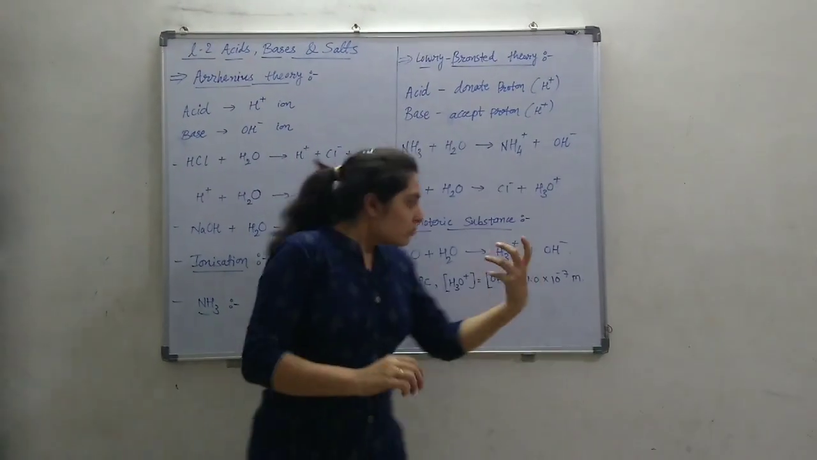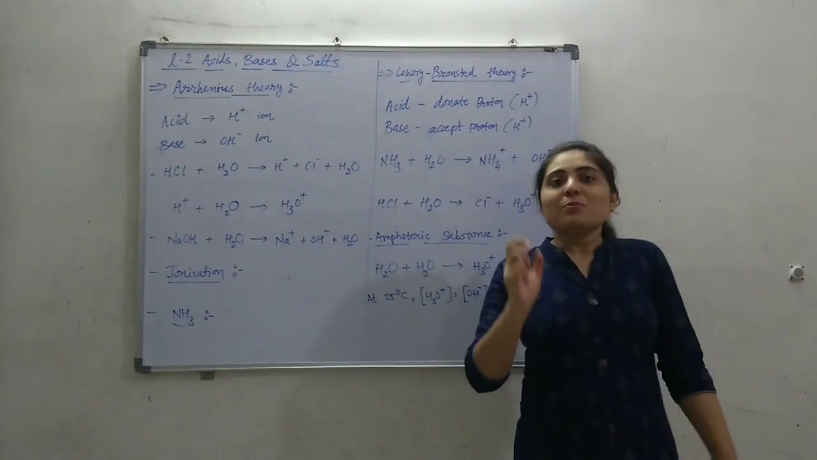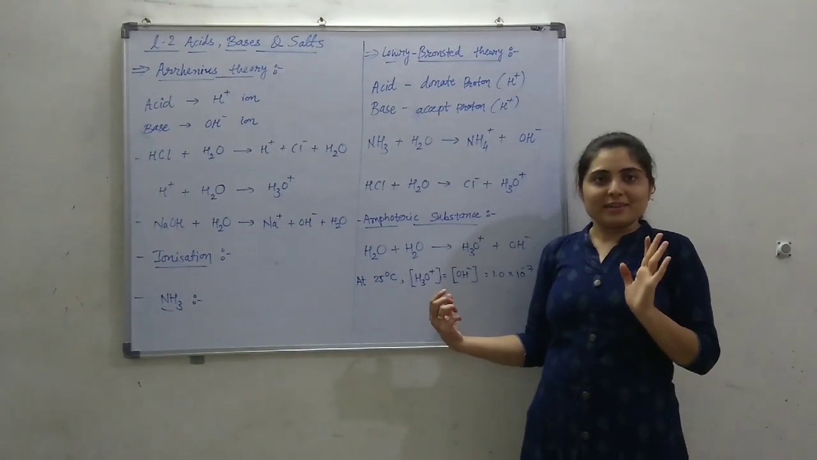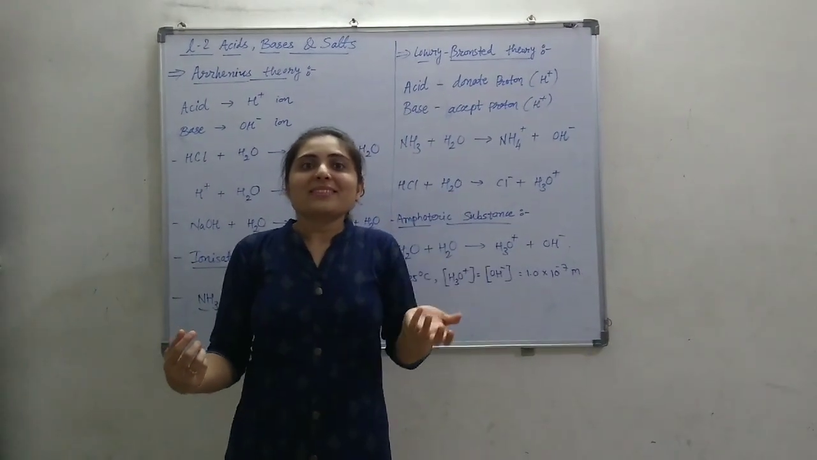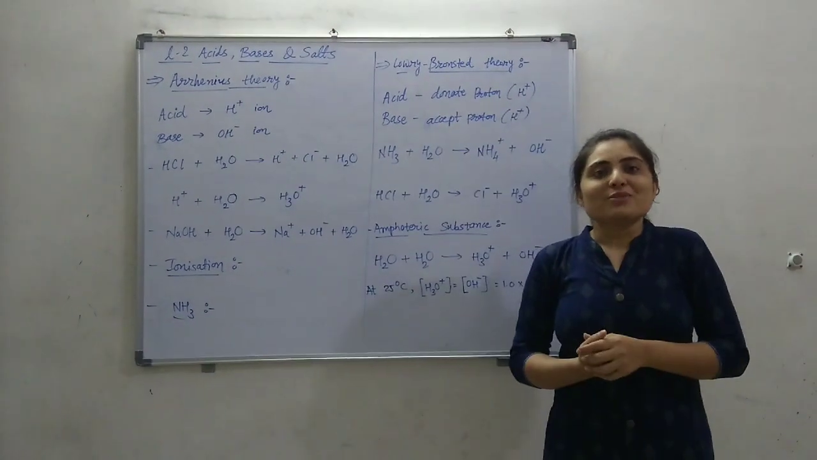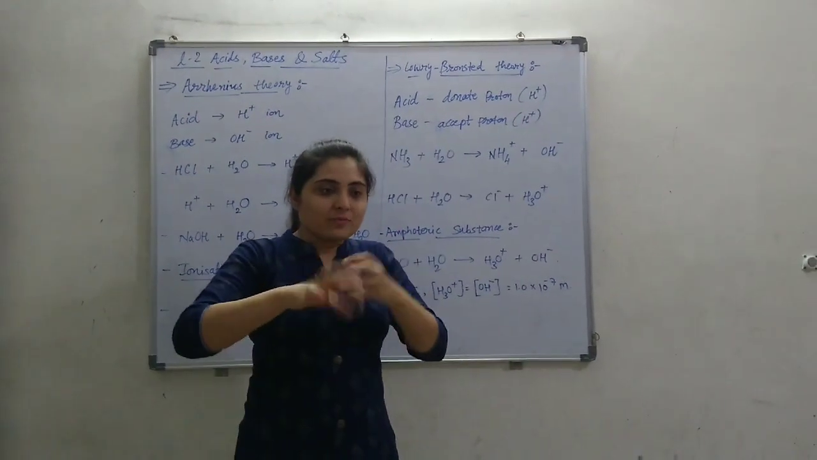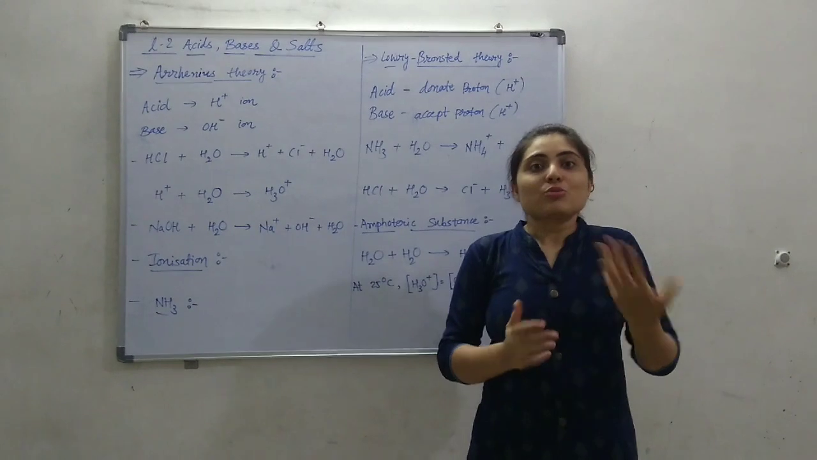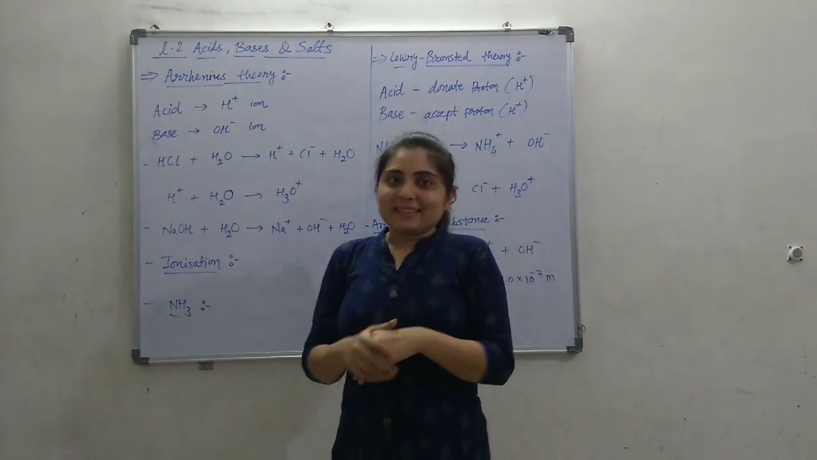So basically, acidity and basicity are defined by the number of H plus and OH minus ions. If the number of H plus ions increases, we can say that acidity increases, and if the number of OH minus ions increases, basicity will increase ultimately. So this idea of concentration of H plus and OH minus is leading to a new concept for acid and base, that is pH. So that we will learn in the next lecture.